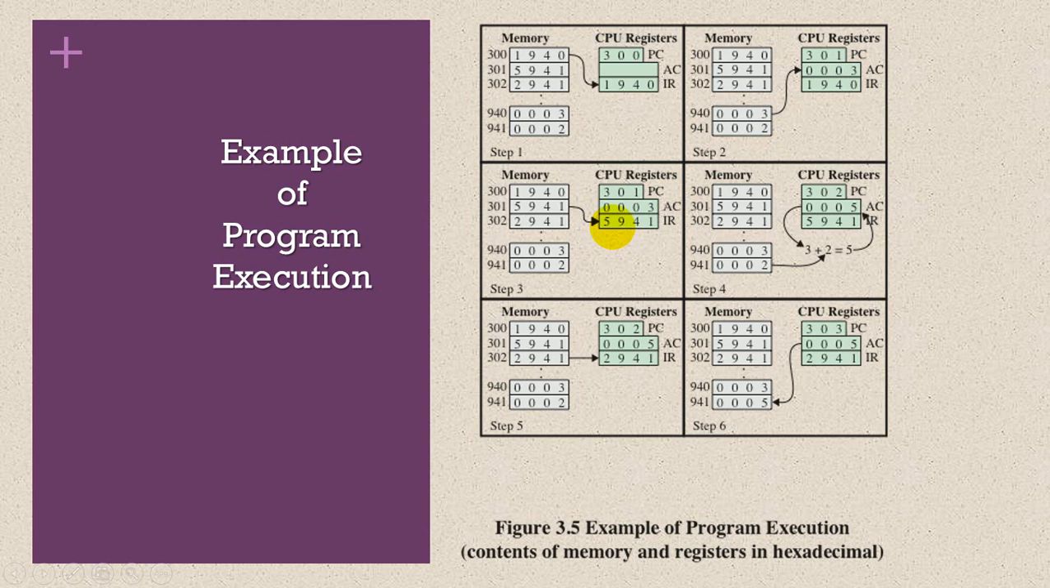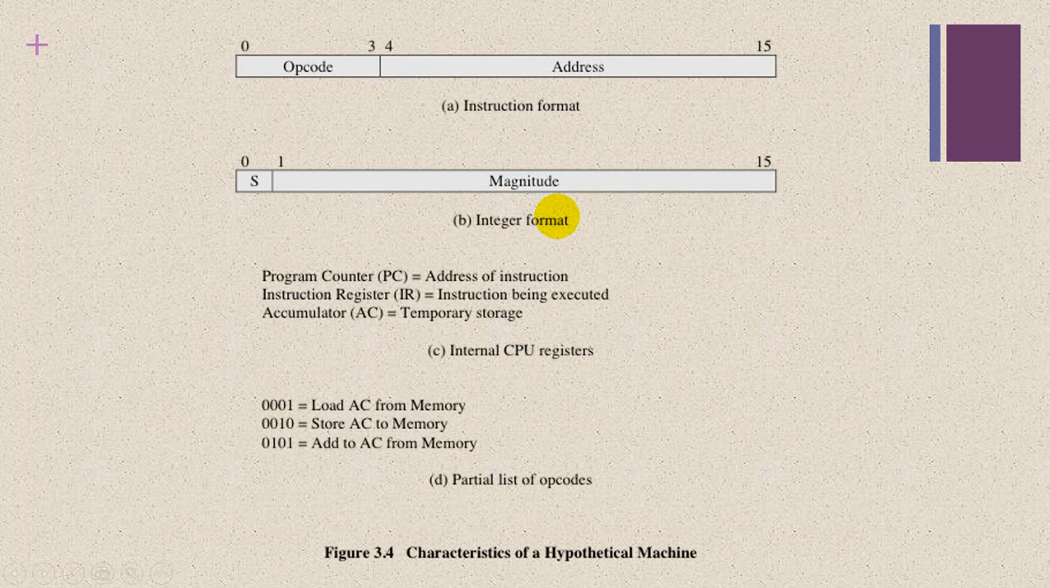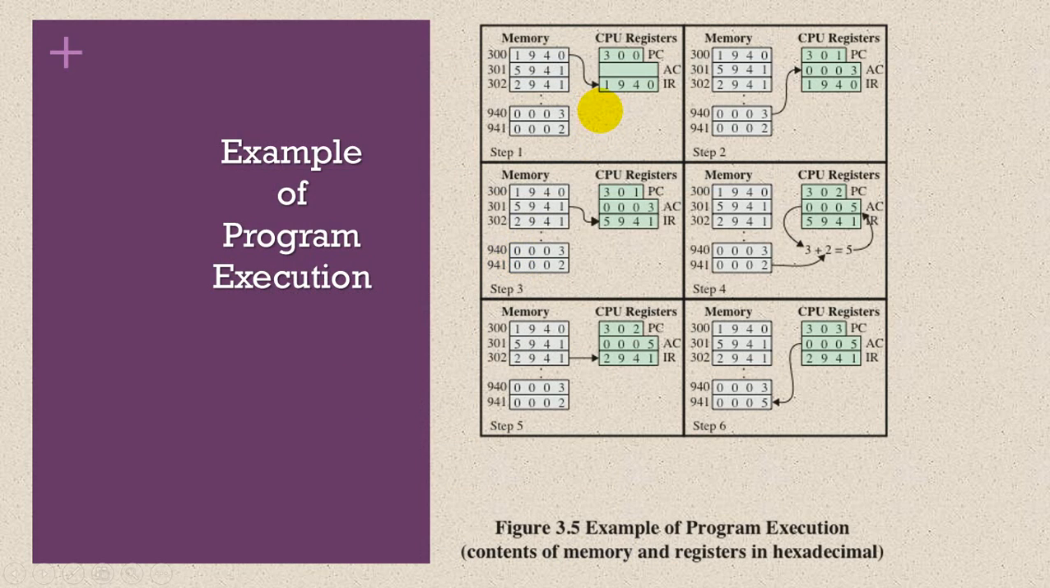On step 3, we update the program counter. So we're doing 5941, which we look at again: 5 is add to AC from memory. So we're adding to AC right here, which is our 941. So we're adding 3, which is in AC, to the number that's being referenced here in 941, which is 2. So that's 3 plus 2 equals 5.